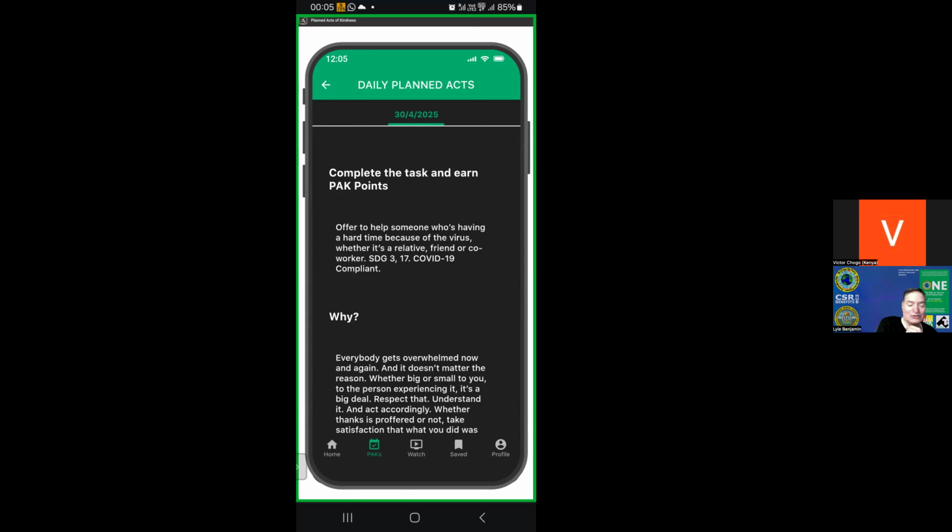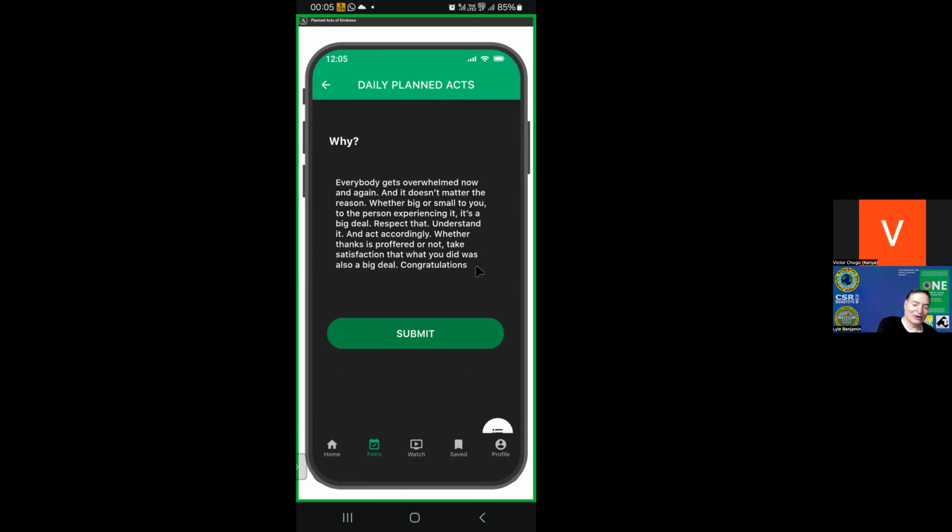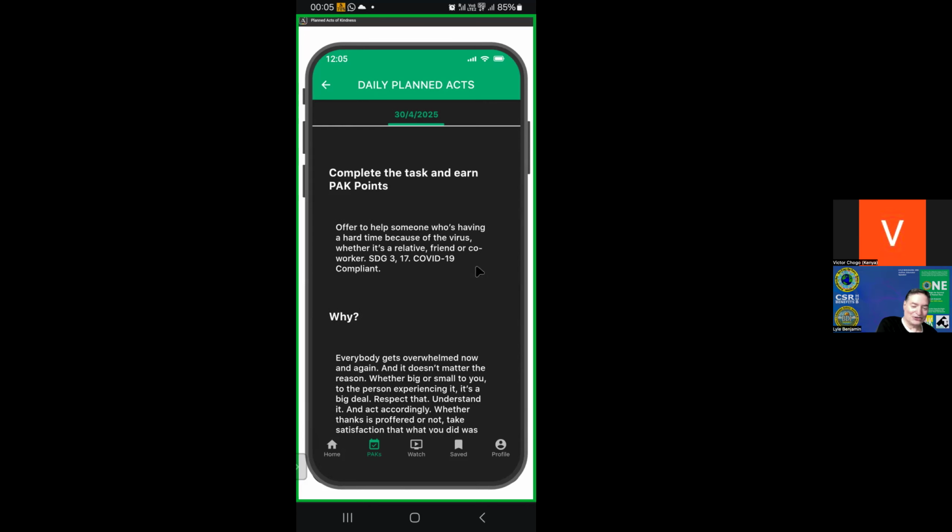Okay, so do you understand? Complete the task with pack points. Offer to help someone who's having a hard time because of the virus. Okay, we've got to change this one in the spreadsheet. So just take off because of the virus. Offer to help someone who's having a hard time, whether it's a relative, friend, or coworker.